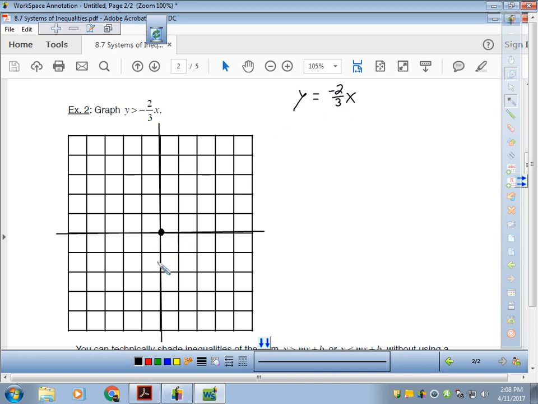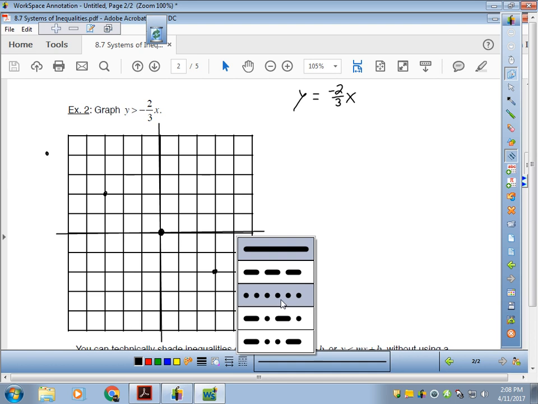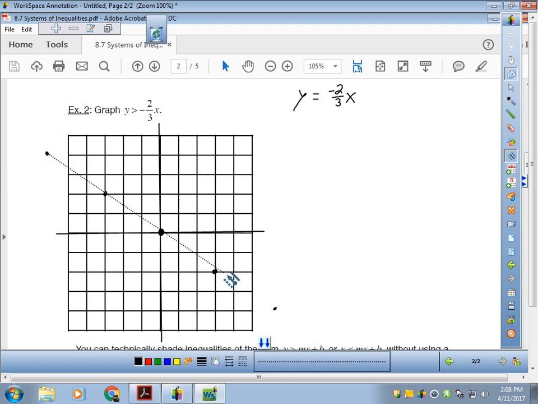The slope tells me I go down 2 and to the right 3. It's going to be off here somewhere. I could also go up 2 and to the left 3. Now when I connect these points, I need to decide if I connect them with a solid line or a dotted line. Because this is just a greater than, I am going to use a dotted line to connect them. Okay, so I have my little dotted line there. I am going to put arrows at the end to indicate that it does keep going.